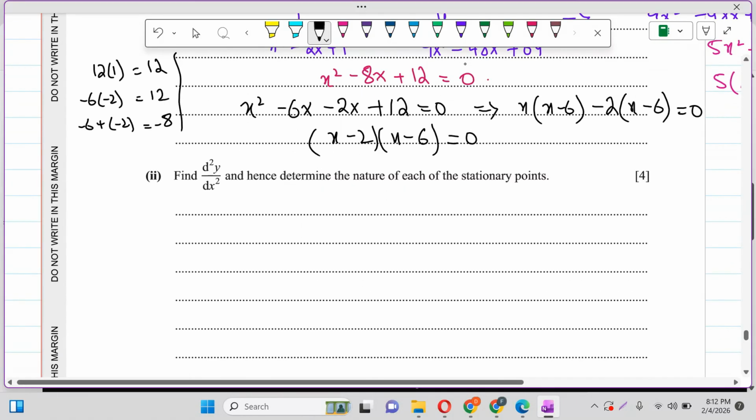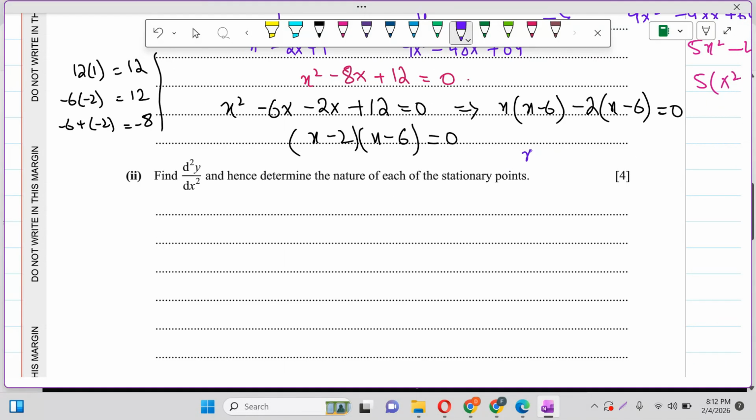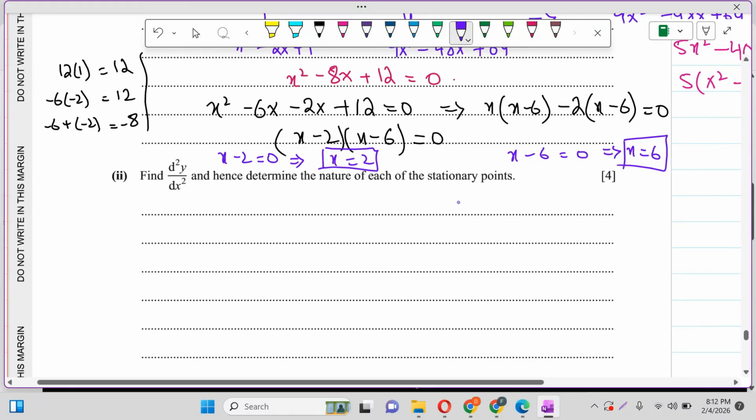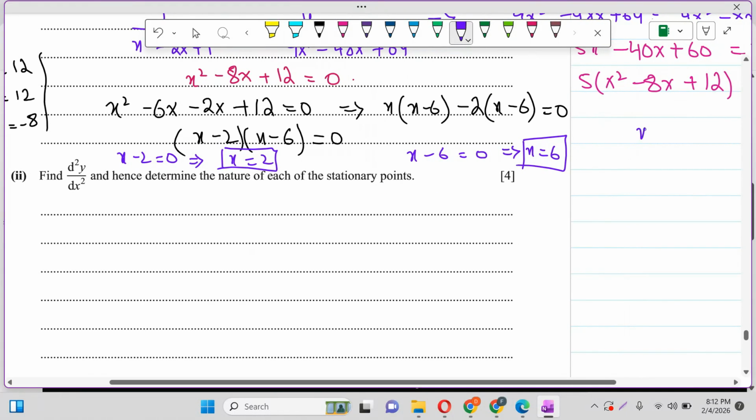We have two factors, equating each with 0. We will have x minus 6 equal to 0 and in this case x is equal to 6. So we have the x coordinate 6. On the other side we have x minus 2 equal to 0 and in this case we will have x is equal to 2. So we have the two x coordinates of the stationary points, which are 2 and 6.